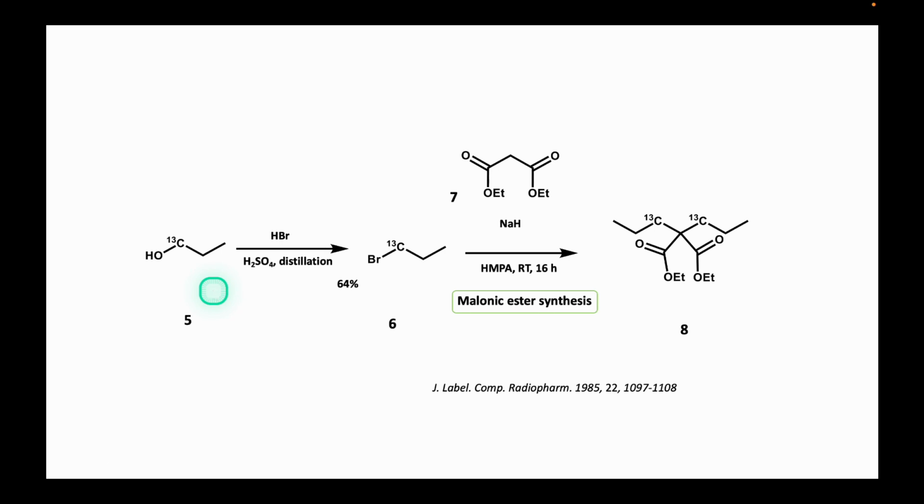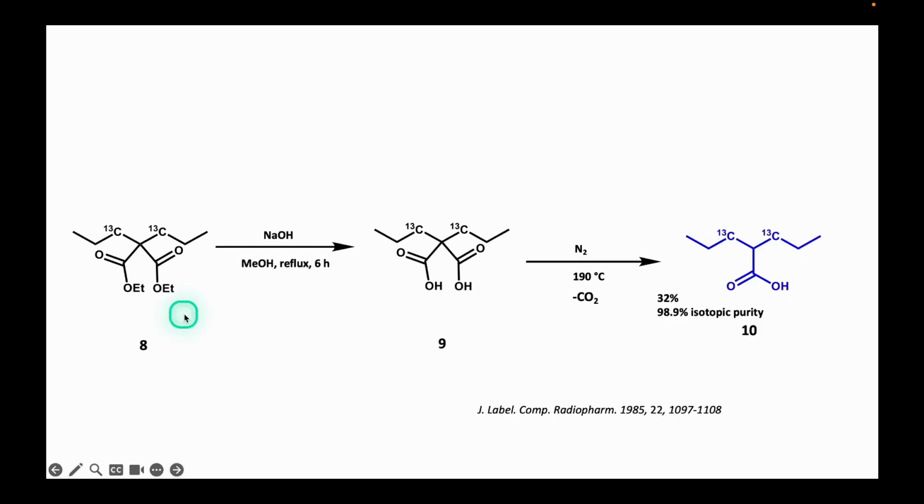The treatment of propanol with hydrogen bromide in the presence of sulfuric acid generates propyl bromide, which is isolated by distillation. The reaction between two equivalents of propyl bromide and the conjugate base of diethyl malonate prepared with sodium hydride produces the disubstituted malonic ester 8.